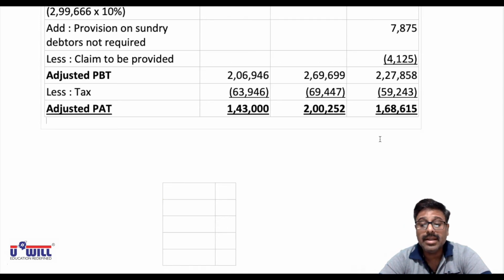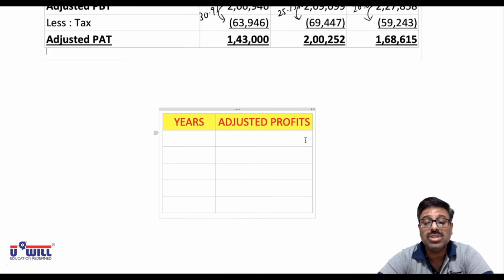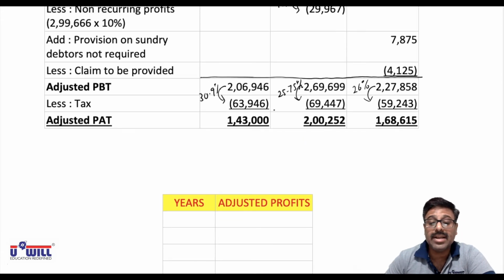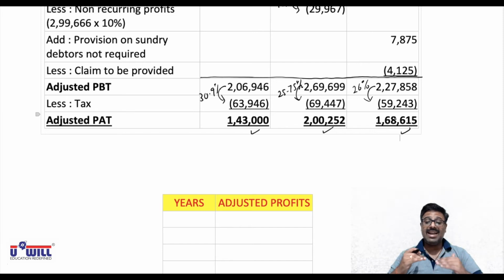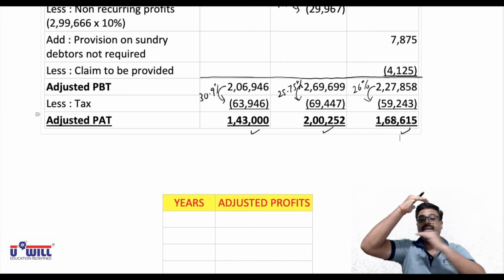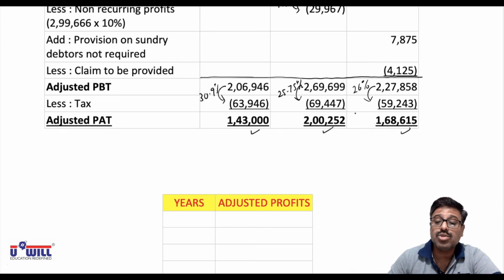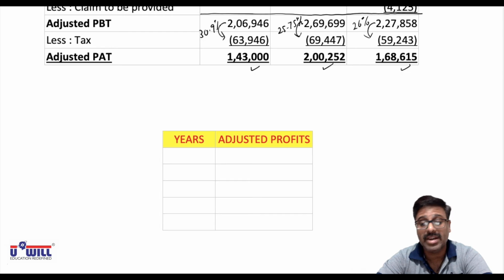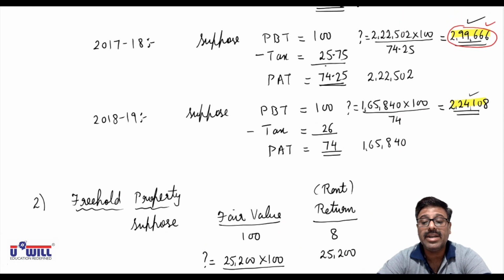Now, in this question, nothing is mentioned whether we have to use simple average or weighted average, so we have to use logic. Are the profits showing any trend? 1,43,000 to 2 lakh, it is increasing. Then again 1,68,000, it is decreasing. It is increasing and then going down. There is no trend visible. So here we will be using simple average and not weighted average, since nothing is mentioned in the question and the trend is also not visible.